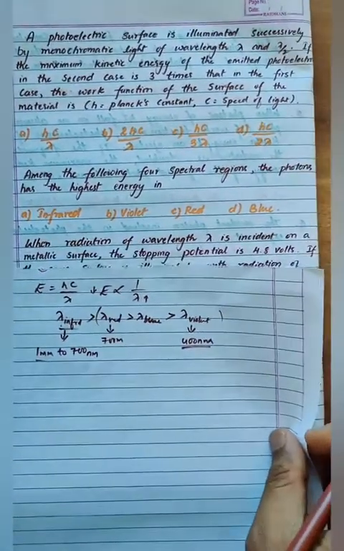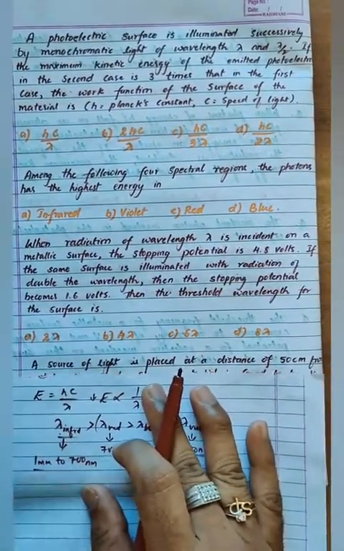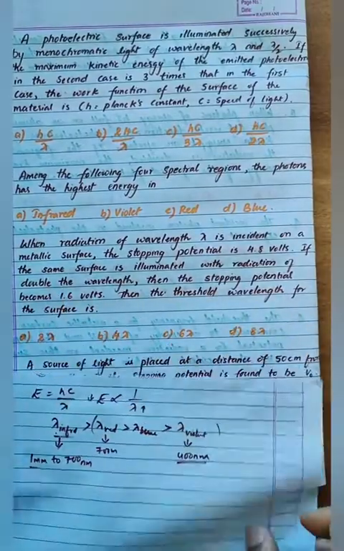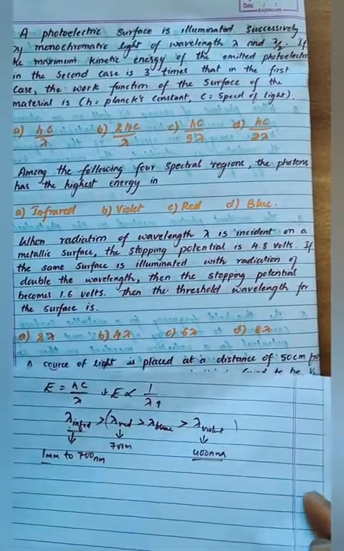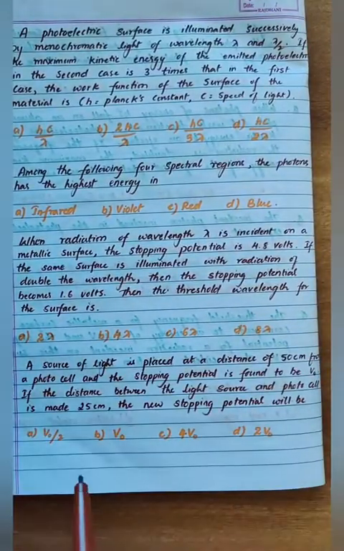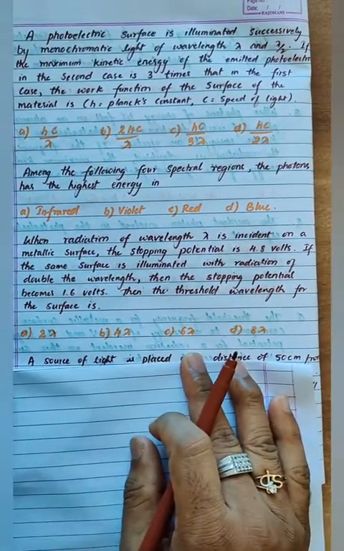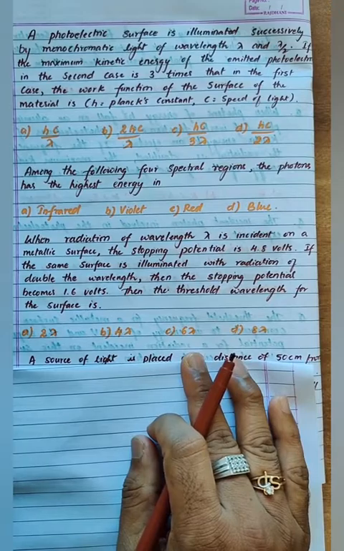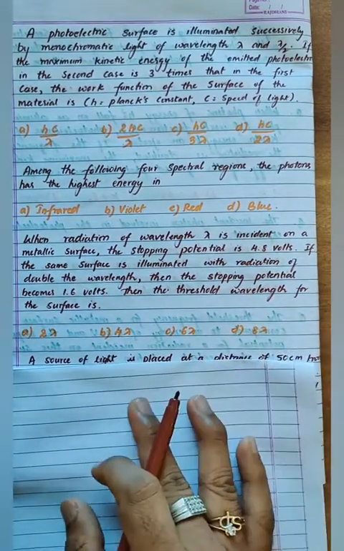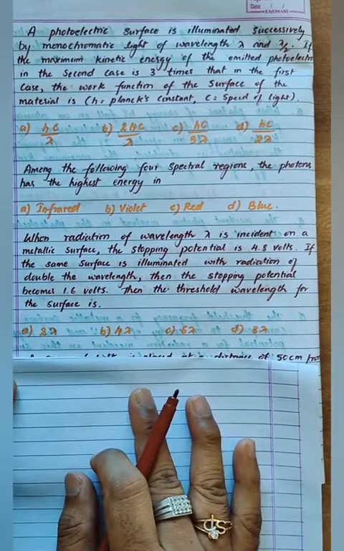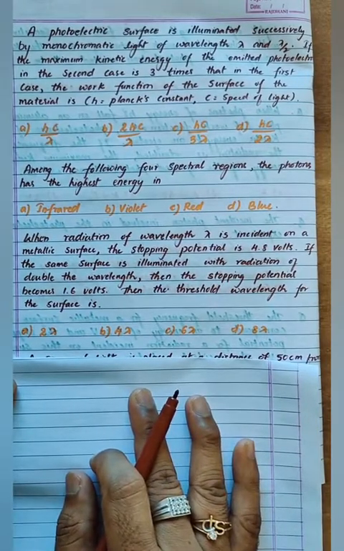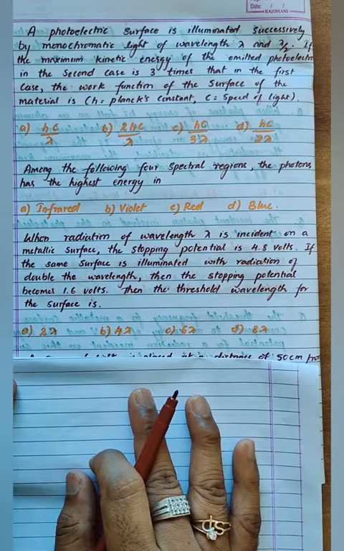Okay, moving to the next question. Read out please. When radiation of wavelength lambda is incident on a metallic surface, the stopping potential is 4.8 volts. If the same surface is illuminated with radiation of doubled wavelength, then the stopping potential becomes 1.6 volts. Then the threshold wavelength for the surface is.